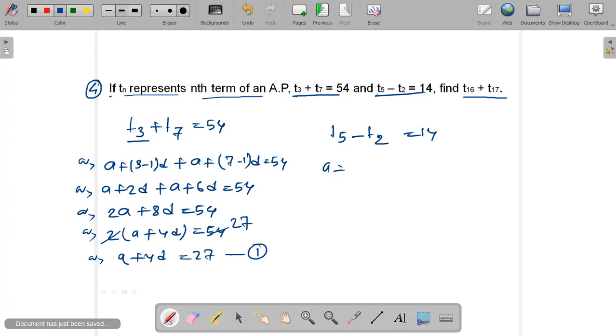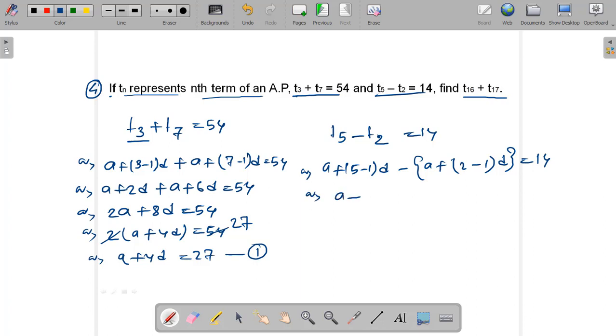So T5 means a plus 5 minus 1 into d minus a plus 2 minus 1 into d is equal to 14, or a plus 4d minus a minus d equal to 14. So a and a simply cut, 4d minus d, that is 3d, is equal to 14, or d is equal to 14 by 3. Okay.